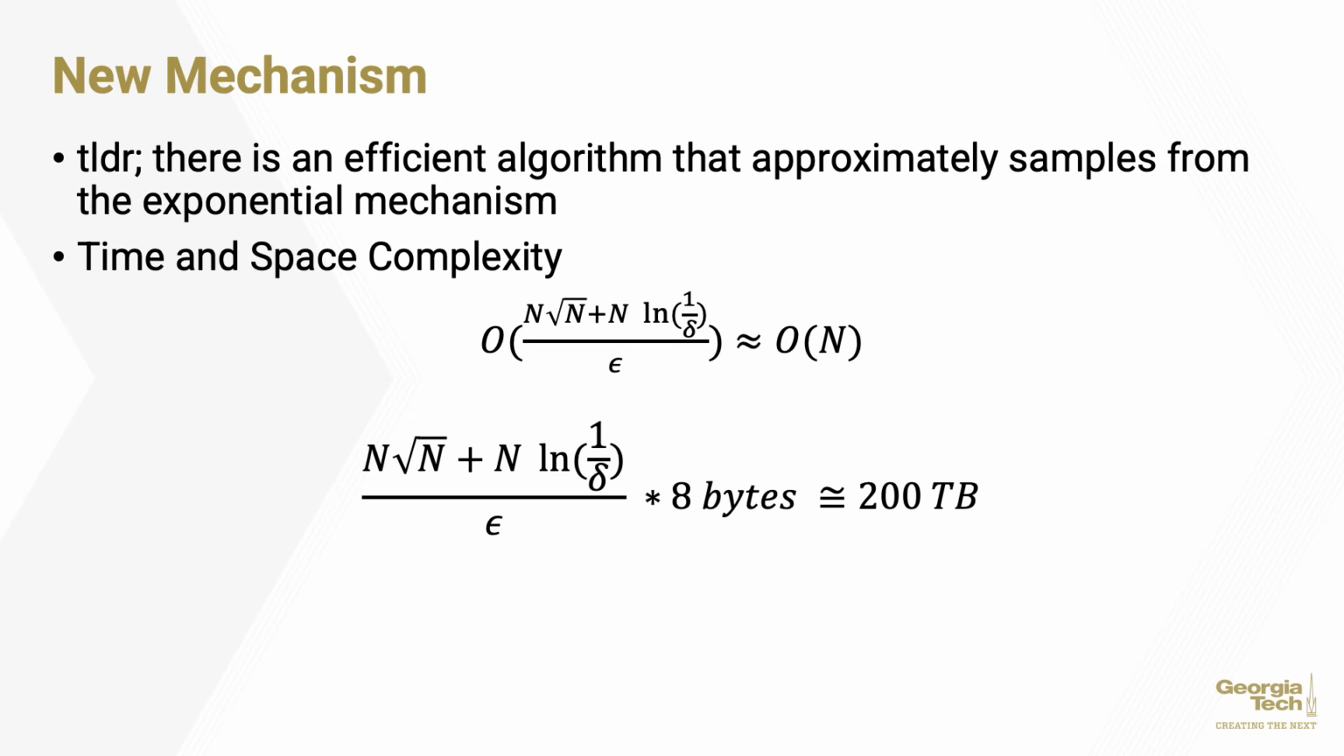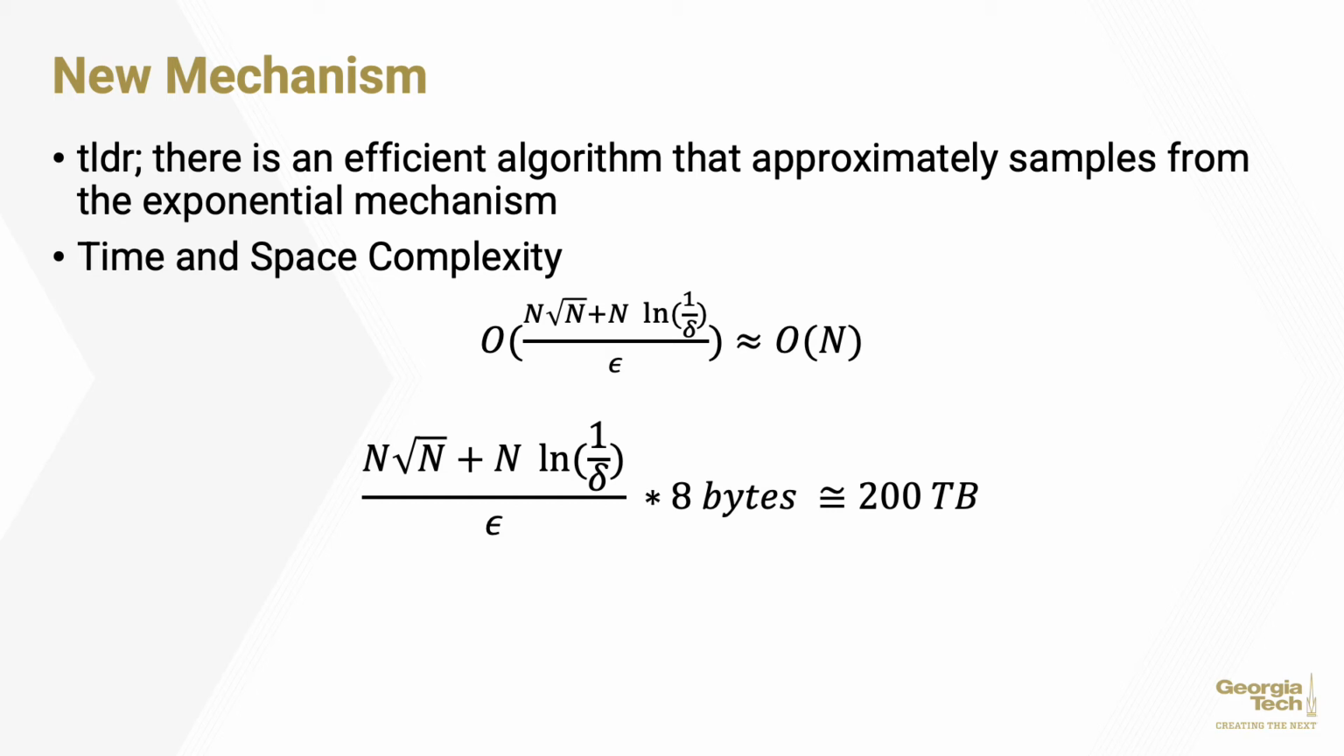So all of this is just to say that the authors present a new algorithm that is efficient and approximately samples from the exponential mechanism. We can say that since it approximately samples from the exponential mechanism, it approximately preserves privacy. This new algorithm is much more efficient than the exponential mechanism as it is approximately linear operation in both time and space. There is still the problem, though, of dealing with very large datasets.